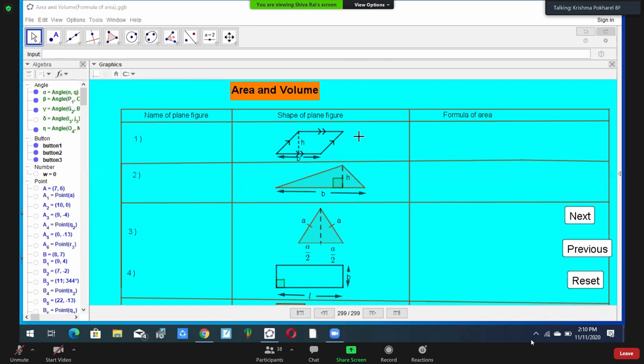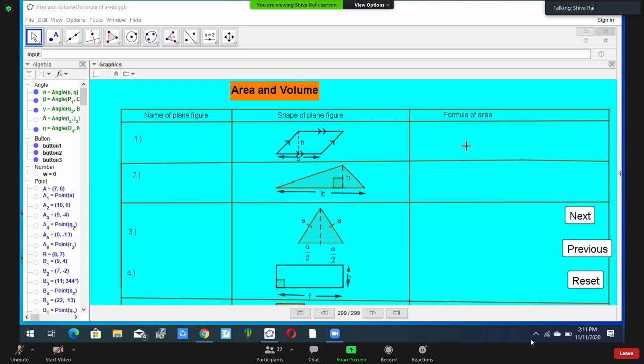And you look here, this is base. Don't you say breadth? This is breadth. Base means where the perpendicular is drawn, the side on which the perpendicular is drawn from the opposite vertex. So that is base.